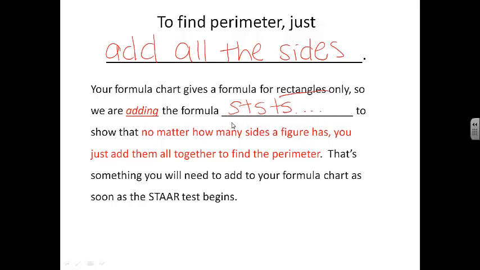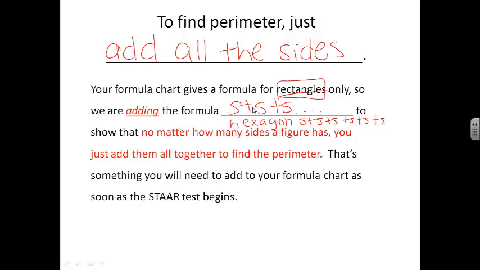So if I have a hexagon, how many sides am I going to add together? Very good, 6. We'd do S plus S plus S plus S plus S plus S. Okay, 1, 2, 3, 4, 5, 6. So we just add all the sides together. So on your formula chart, I want you marking out whatever formula it says for rectangles only, because we need to use it for everything, not just rectangles.